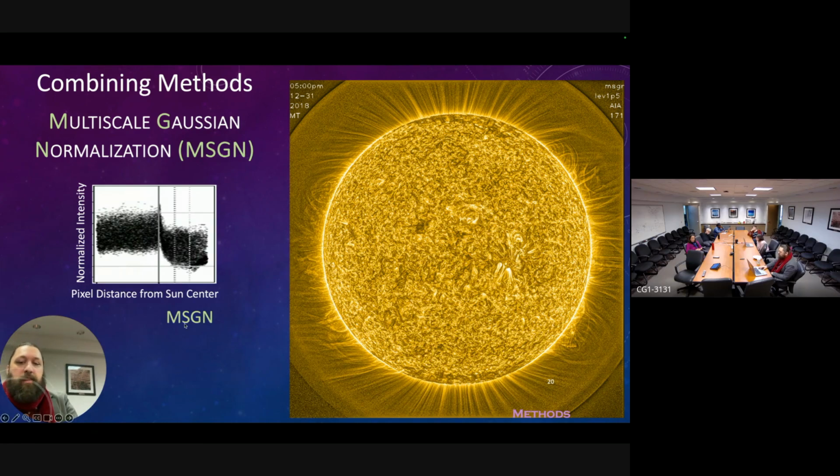But I think it's interesting that, again, without telling it anything about the fact that that's the edge of the limb there, it is able to significantly increase the dynamic range that's being used. The available dynamic range is being used better here.